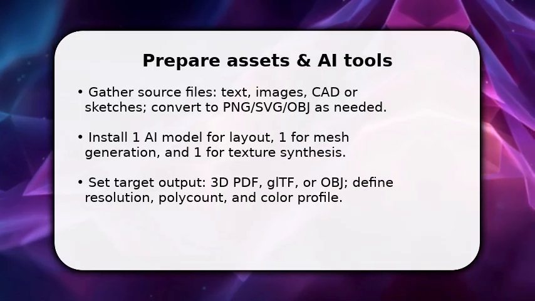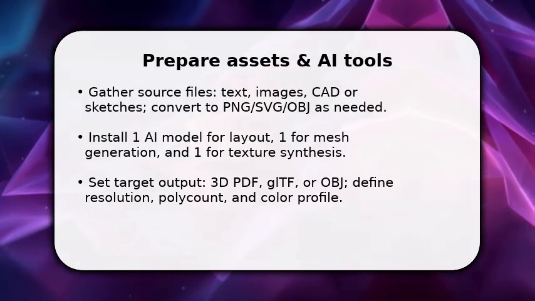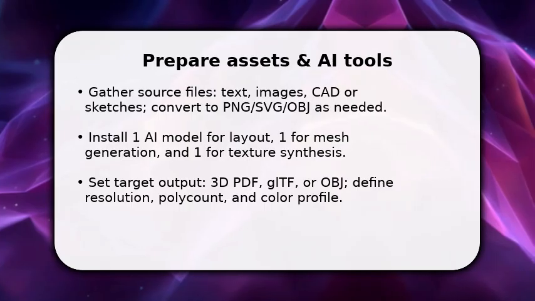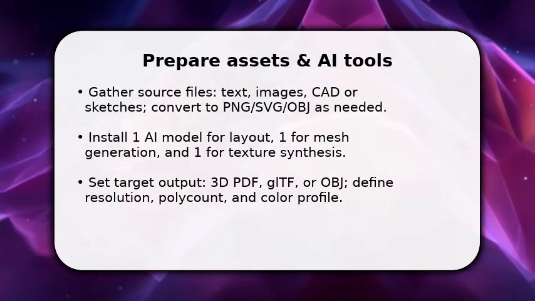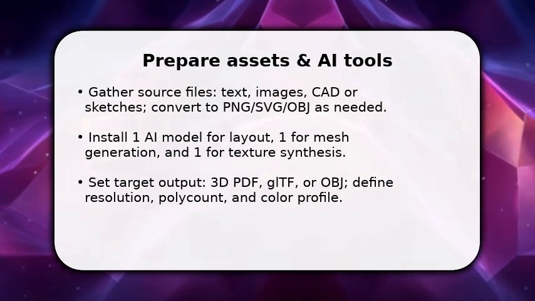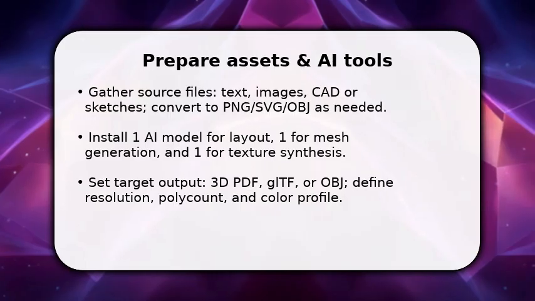Next, open your AI toolchain, one model for document layout, one for mesh generation, and one for texture work. Once done, set a clear target output. For example, GLTF at a chosen poly count and color profile, then move to layout generation.